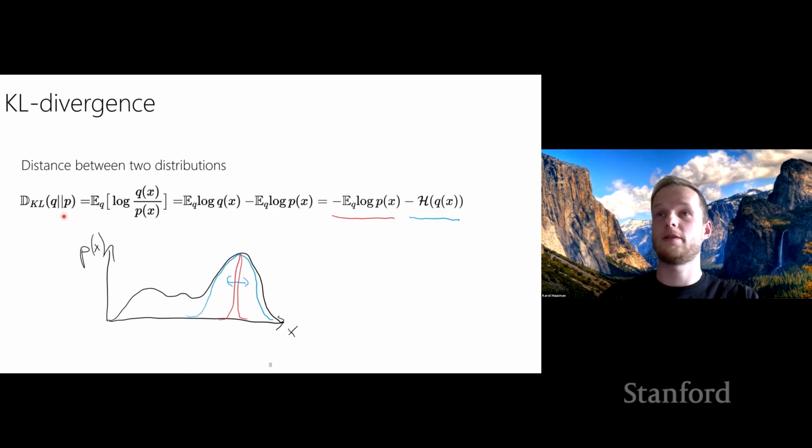So you'll try to find the mode of the distribution, and then you'll try to blow it up a little bit so that it covers as much probability mass of P of X as possible. All right, so this is a bit about KL divergence.